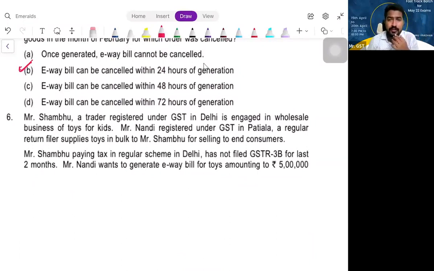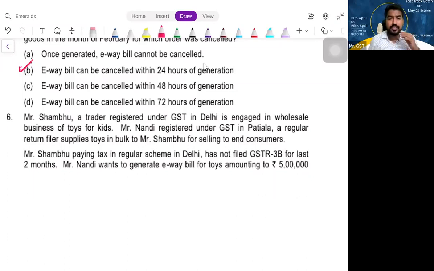Who defaulted here? Shambhu. Shambhu has not filed the returns for the past 2 tax periods. So according to rule 138E, e-way bill generation shall be blocked. You remember we have seen the cases: if you are a composition taxpayer and have not filed the returns for 2 consecutive quarters, then you cannot generate an e-way bill. And if you are under the normal scheme, for the past 2 tax periods, if you have not filed your GSTR-1 or 3B, you cannot generate the e-way bill. Or if your registration is suspended, then also you cannot generate an e-way bill.